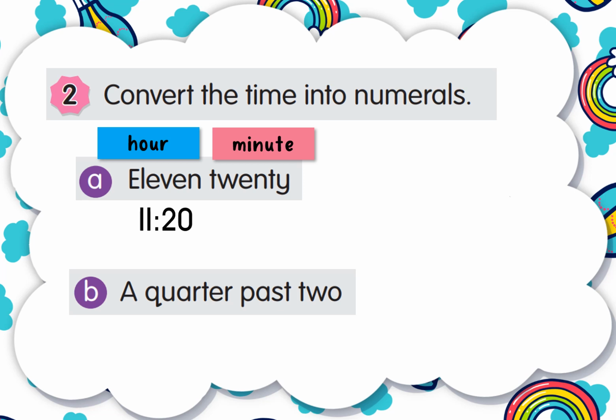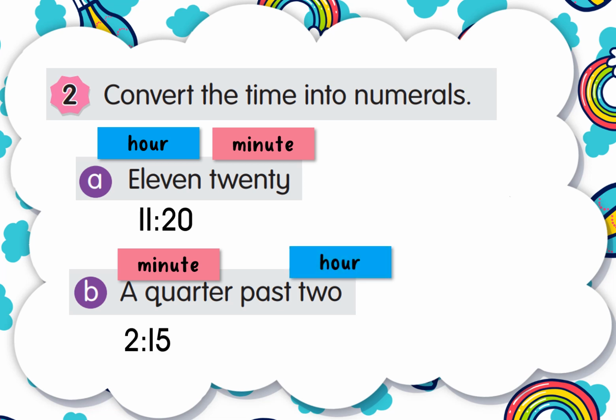B. A quarter past 2. Convert the time into numeral. So identify where is hour, where is minute. Here is minute, here is hour. So hour is 2, minute is a quarter. Quarter means 15 minutes. So 2:15.